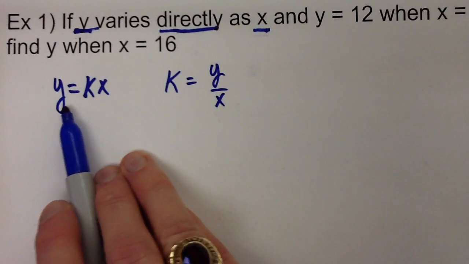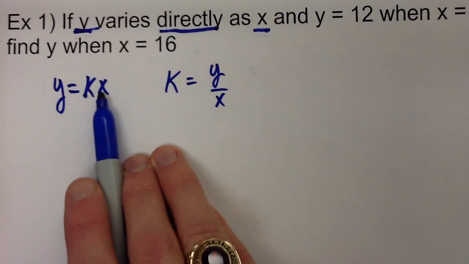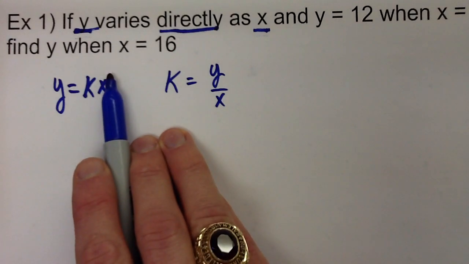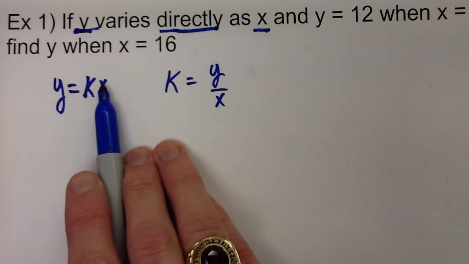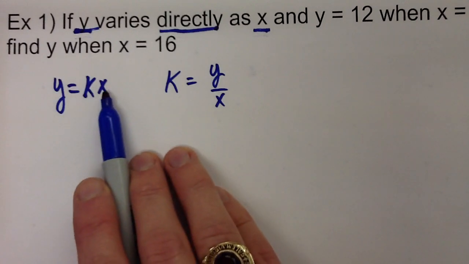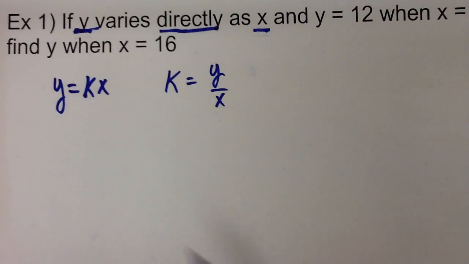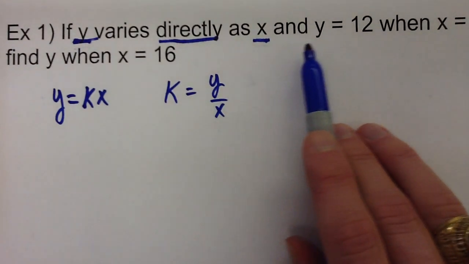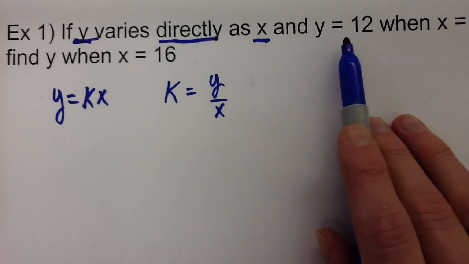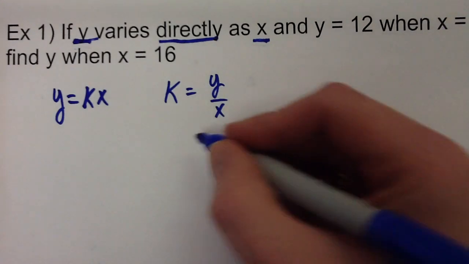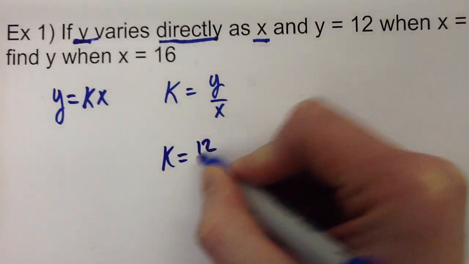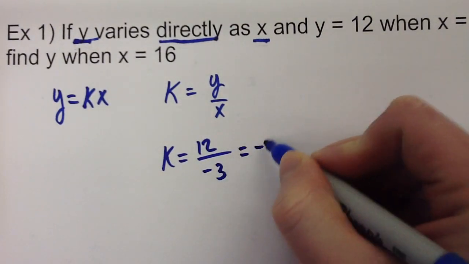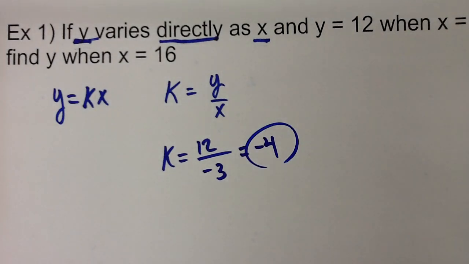And just to reiterate the point, the only way this works out, if x gets bigger, y is going to get bigger. If I plug in a bigger number for x, y gets bigger. If I plug in a smaller number for x, y is going to have to get smaller. That's how direct works. All right, so first thing, again, you have to find k. That's what I want y'all to do. So we want to figure out what k is going to be if y is 12 and x is negative 3. Well, it's not that complicated. k is negative 4. So we have some kind of constant here that's negative 4.